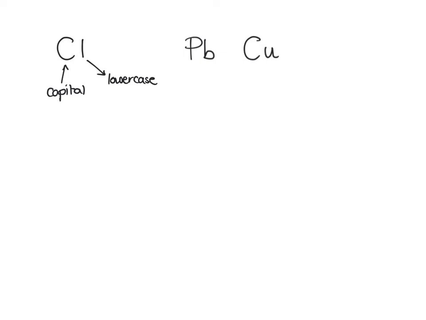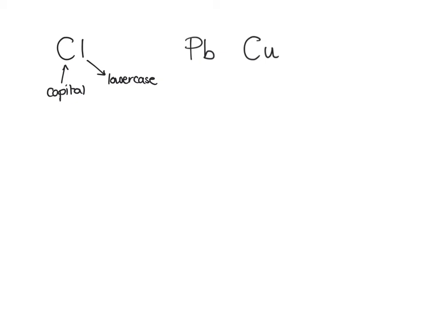So if an element ever has more than one letter in its symbol, you have to remember the first letter is capitalized, the second letter is always in lowercase. That is a rule when you're writing the symbol for any of the elements in the periodic table.